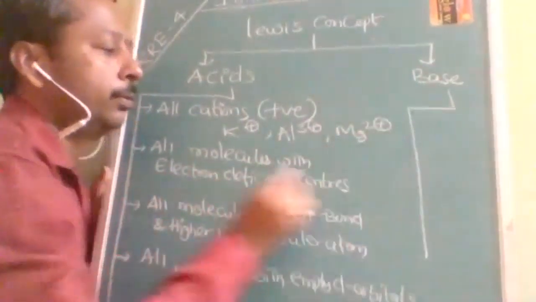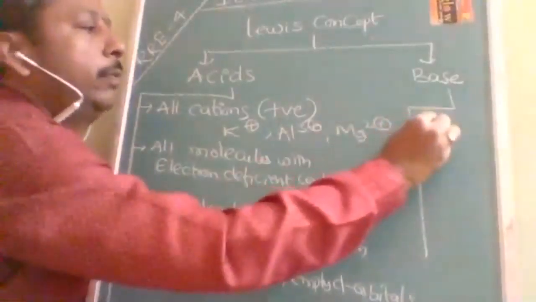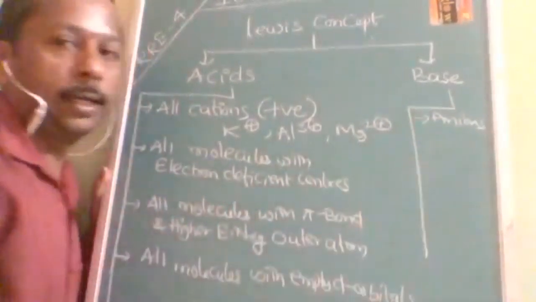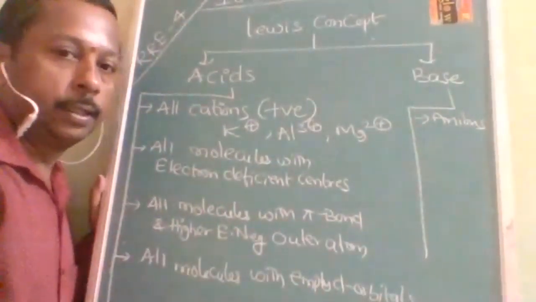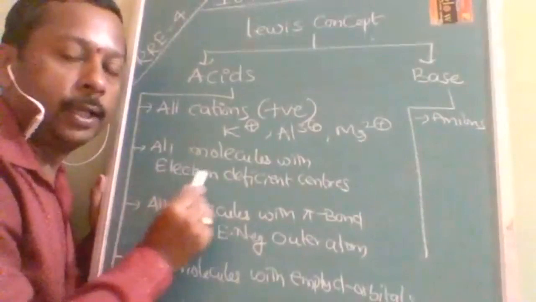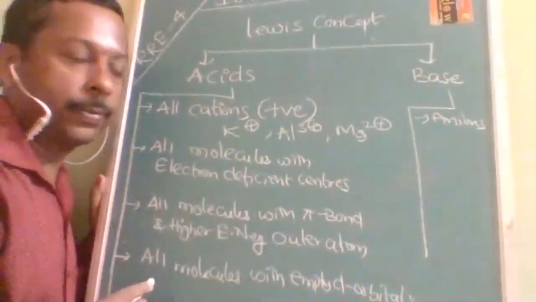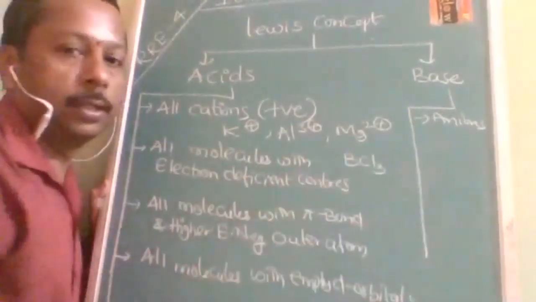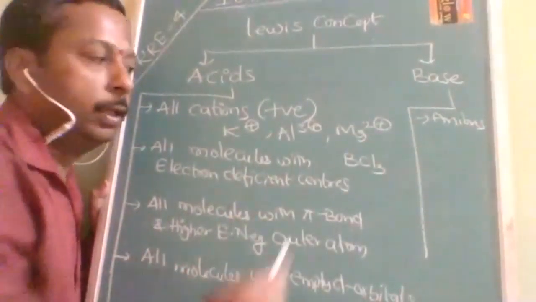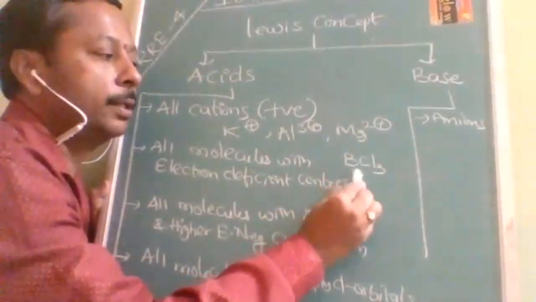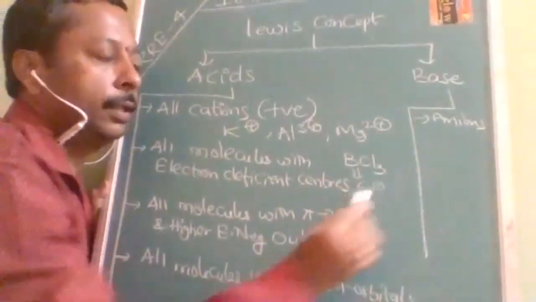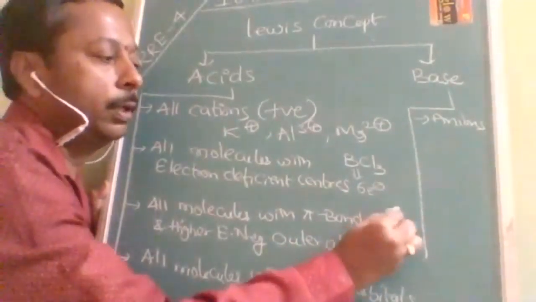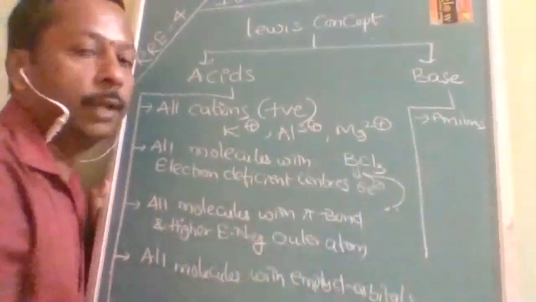Now the second one, what will be the answer here? All anions, negatively charged ions, are bases. Then comes all molecules with electron-deficient centers. Let us take BCl3. In BCl3, boron has only 6 electrons. Still it could not gain the octet. Such types of molecules will accept a lone pair of electrons.